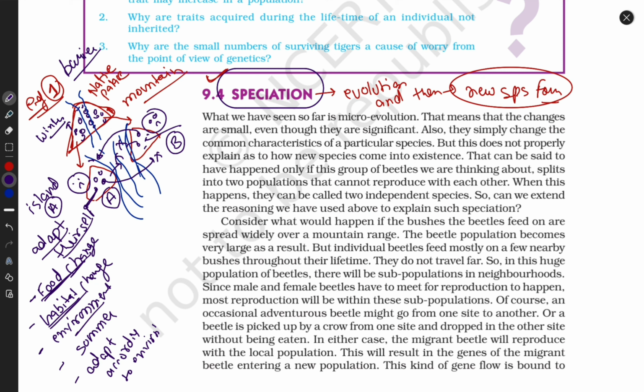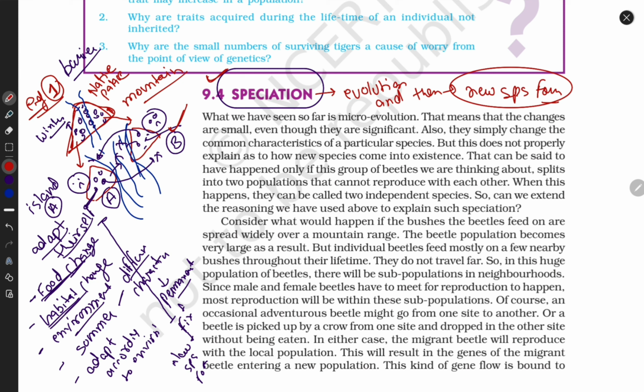They survive and survive. During this, different food, different habitat, different environment, they show different characters. And due to the course of evolution, these different characters become permanent and fixed. Now a new species forms.